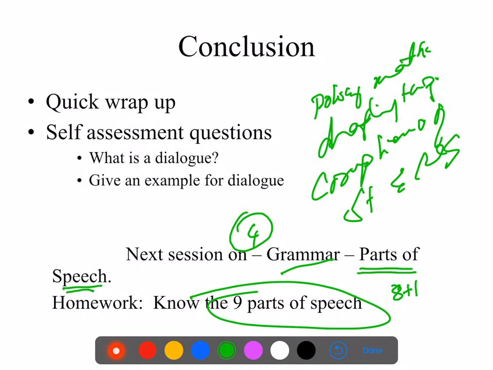We'll be discussing parts of speech, but before we start discussing in the next session, it would be wonderful if each one of you refreshed your memory and remember all the parts of speech which we would be discussing in the next session, that is the 4th session.